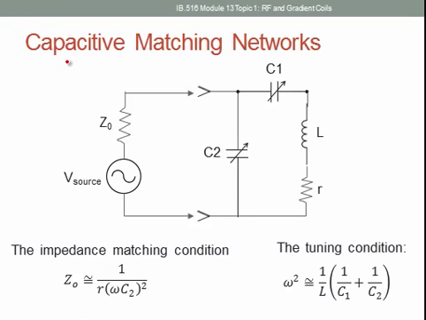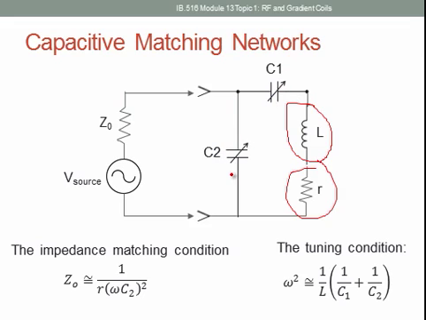So we do that by designing these capacitive matching networks, where what I'm showing here is a V source, so this would just be our RF amplifier. Z0 is just the impedance of the transmission line. So on the coil, this L and R, this L represents the RF coil, this R represents the actual resistance of the coil. Each coil has some DC resistance to it, as well as impedance.